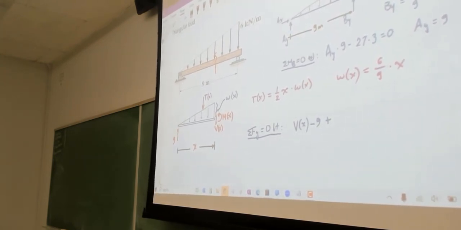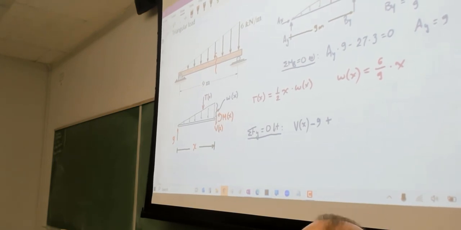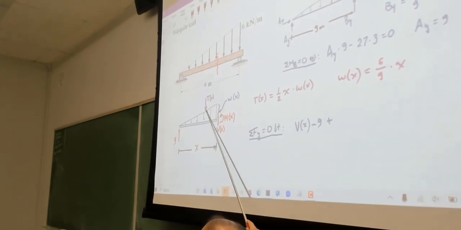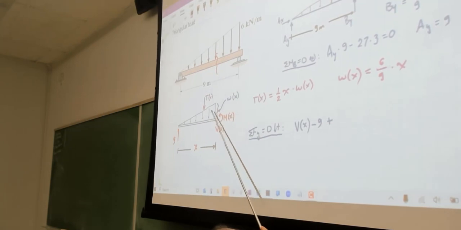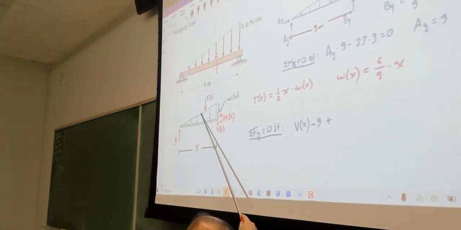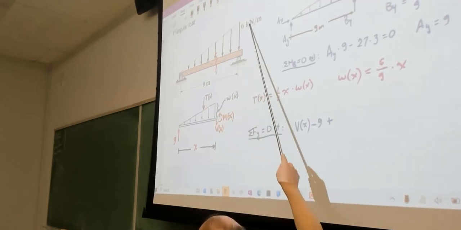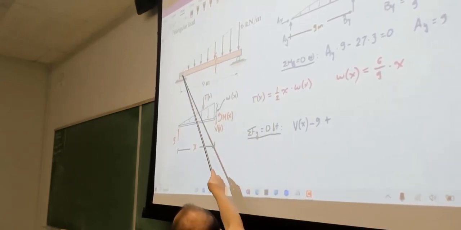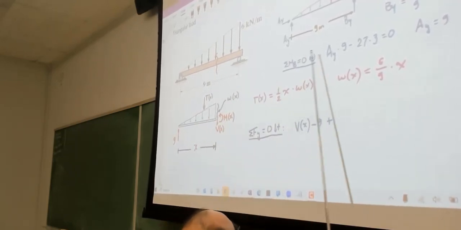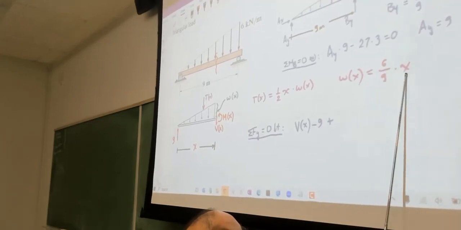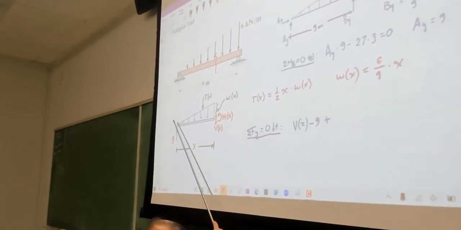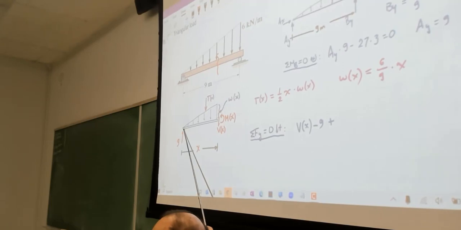That's the way you see it. It's a straight line. This value here is this straight line. That's a straight line that has a slope of 6 over 9. That's the slope of this straight line. So that's the slope here, 6 over 9, times x plus 0 because the intercept is 0, right?